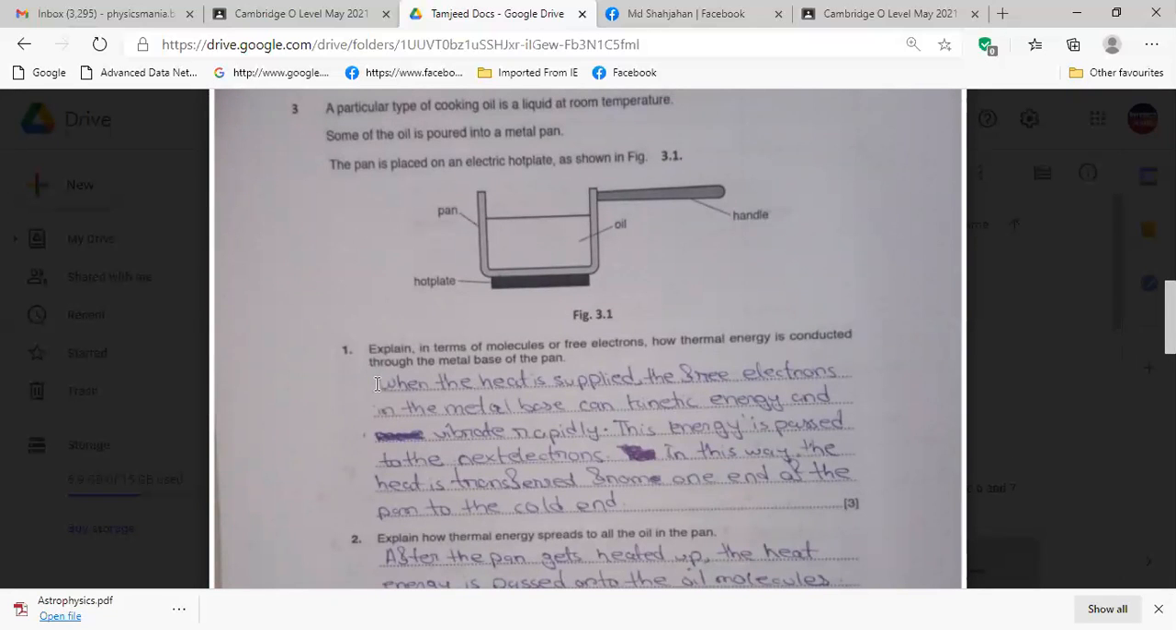Yes, sir. A particular type of cooking oil is a liquid at room temperature. Some of the oil is poured into a metal pan. The pan is placed on an electrical hot plate as shown in figure 3.1. Explain in terms of molecules or free electrons how thermal energy is conducted through the metal base of the pan. When the heat is supplied, the free electrons in the metal base can have kinetic energy and vibrate rapidly. This energy is passed to the next electrons. In this way, the heat is transferred from one end of the pan to the cold end.